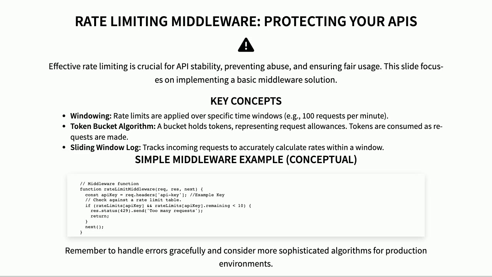We'll cover some key concepts like windowing, which means setting limits of a specific windows of time, the token bucket algorithm, which is a common way to track requests, and sliding window logging for accurate rate calculations. I've included a simple code example to illustrate how you might implement this in middleware. This is just a starting point, of course.